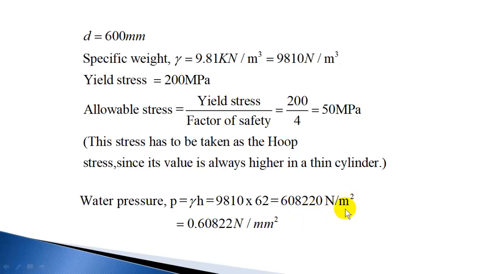So Newton per meter square you have to convert into Newton per mm square. A meter is 10 raised to 3 mm, so meter square is 10 raised to 6 mm square. So 10 raised to 6 in the denominator, so you move 6 decimal places here. You get 0.60822 Newton per mm square. So that is the water pressure.